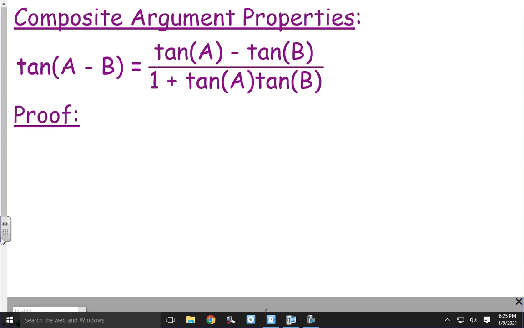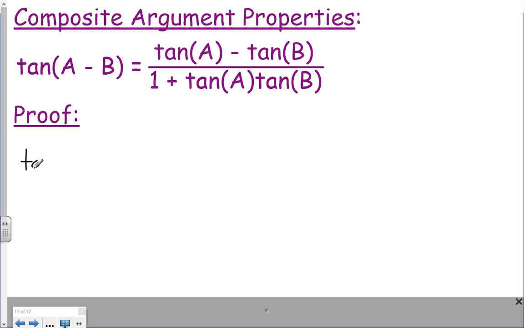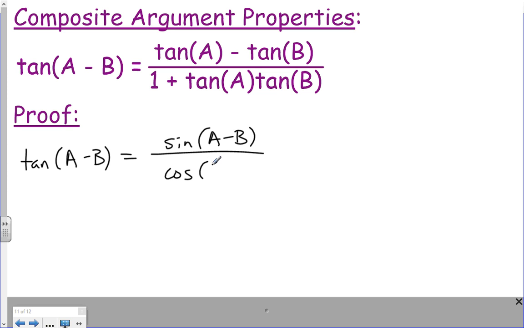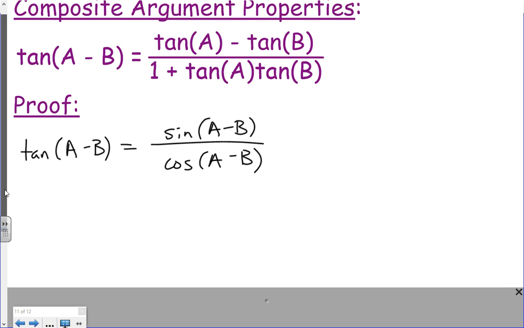So let's start out with the tangent of A minus B on the left side here. And we know that is equal to the sine of A minus B divided by the cosine of A minus B. In fact, we just showed what the sine of A minus B is equal to on the previous slide. And we had previously already shown what the cosine of A minus B is equal to. So let's just use those properties now to rewrite our numerator and denominator.